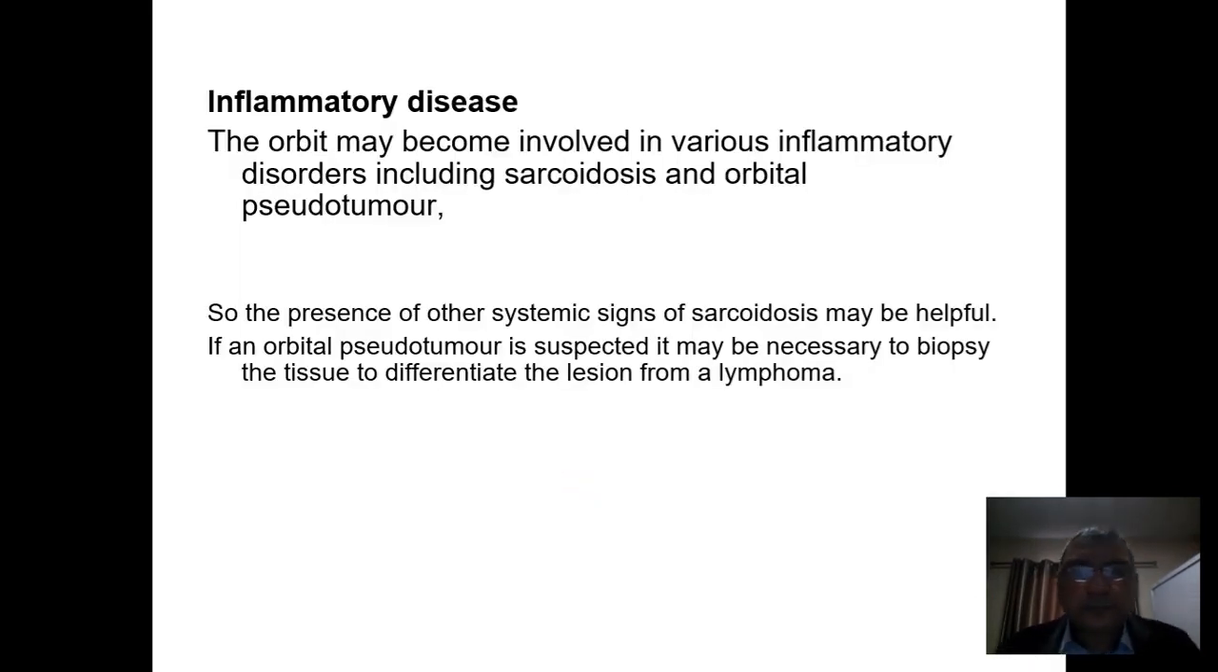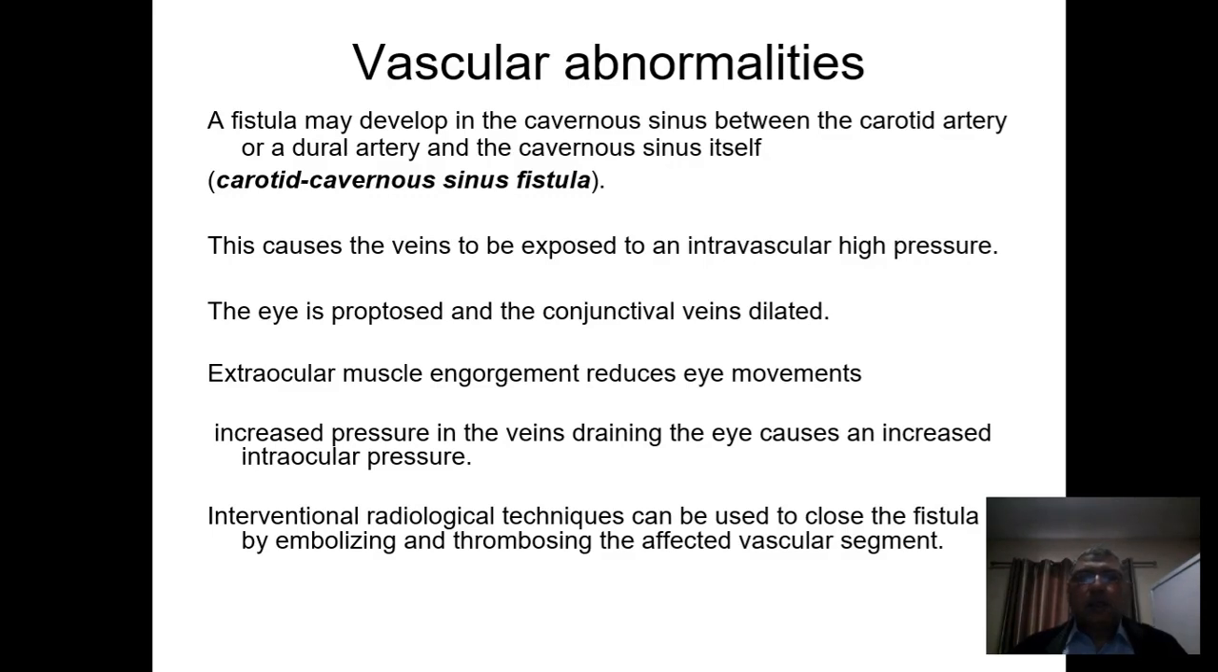Inflammatory diseases also may occur as chronic inflammatory diseases. For example, sarcoidosis and orbital pseudotumor, in which the inflammation is chronic and the proptosis is gradual, and usually there are systemic signs of the cause, such as sarcoidosis and sometimes lymphoma. Examination of the orbital tissue, and sometimes we may need biopsy of the orbital tissue, to diagnose these lesions. Vascular abnormalities that may affect the orbit.